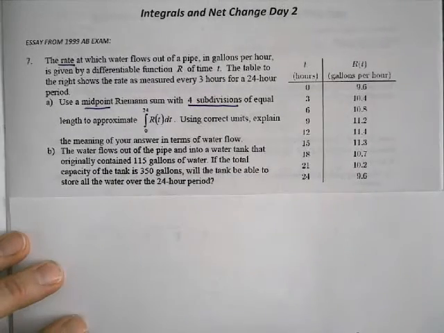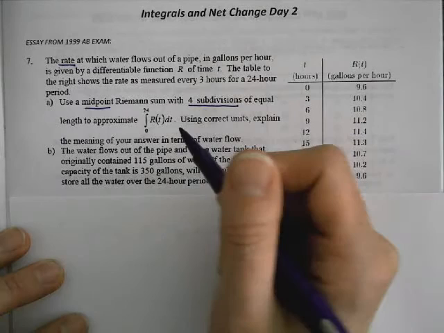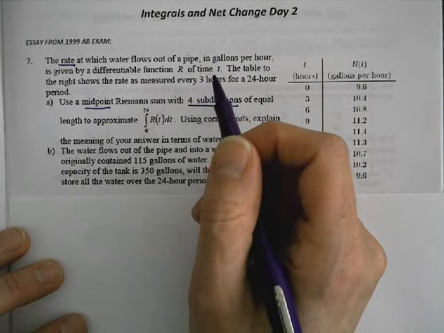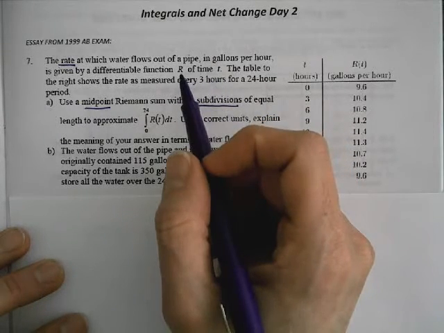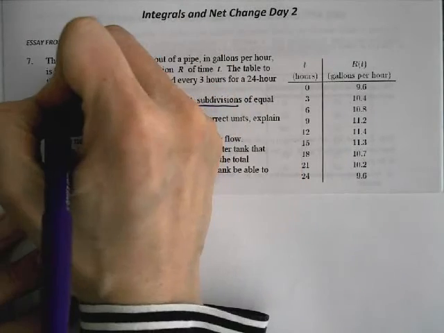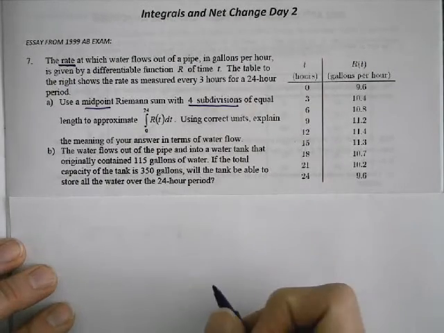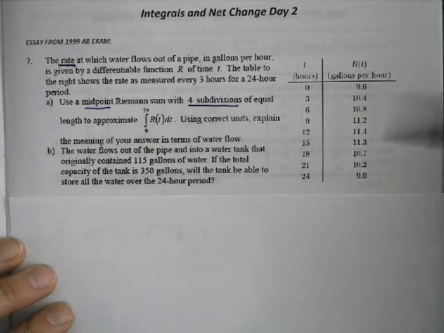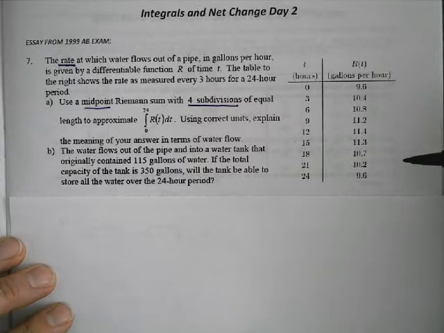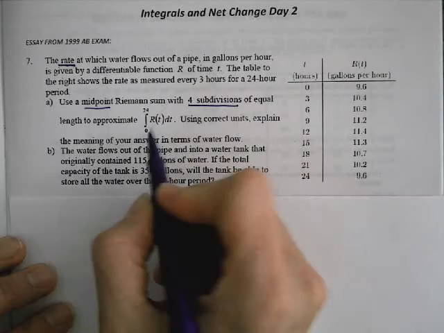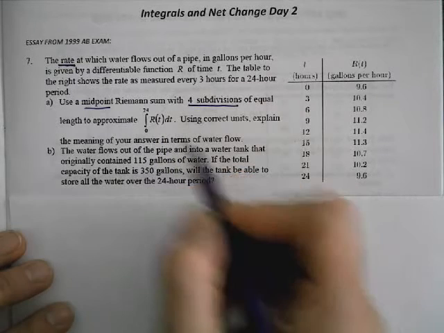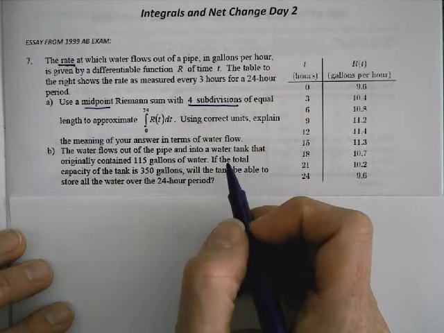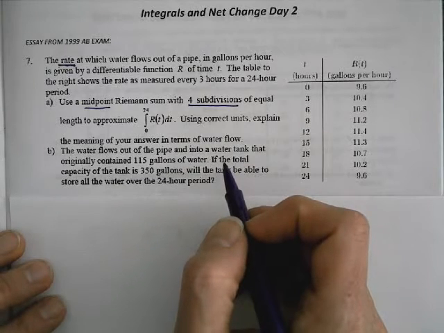So the first one from the 1999 exam says the rate at which water flows out of a pipe in gallons per hour is given by a differentiable function r. So here again we have a rate, so that's going to be important. The table to the right shows the rate as measured every 3 hours for a 24-hour time period. So for part A, we're going to use a midpoint Riemann sum. We want 4 subdivisions of equal length to approximate the value of the integral. And then using correct units, we're going to explain the meaning of our answer.